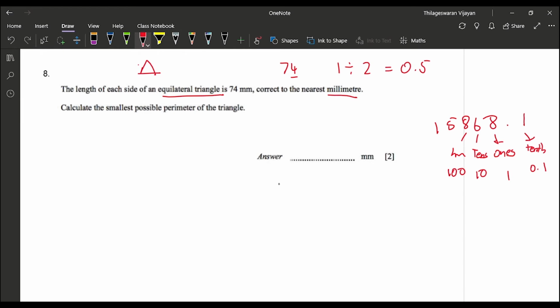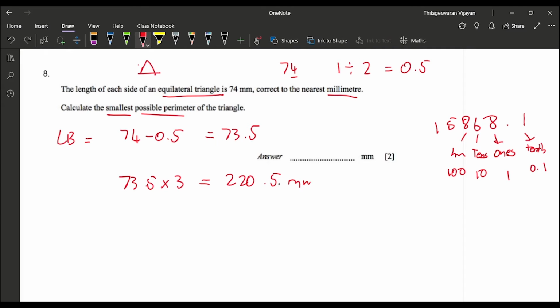Okay, let's get back to this. They want the smallest possible perimeter, which means we are looking at the lower bound. So in order for us to get the lower bound, we take 74 minus 0.5, so you end up with 73.5. Now since the triangle has 3 equal sides, you take 73.5 multiplied by 3. So the final answer should give you 220.5 millimeters.